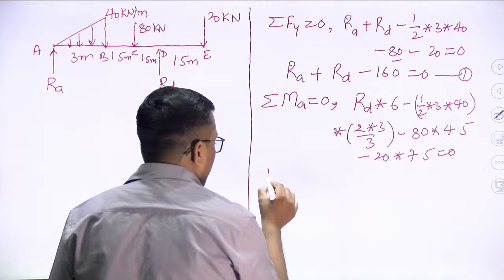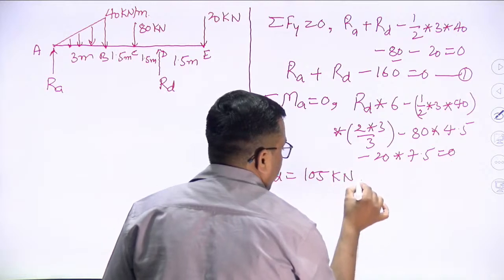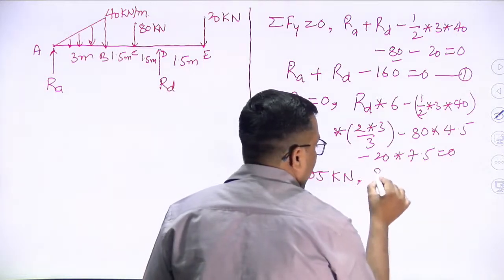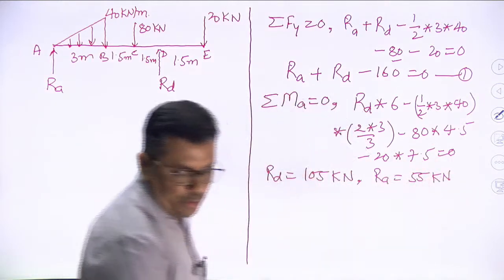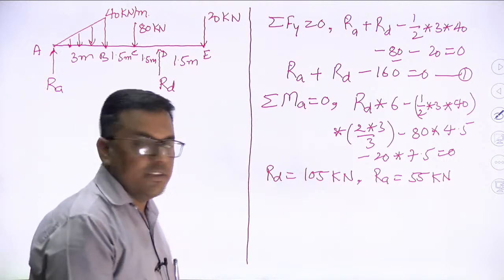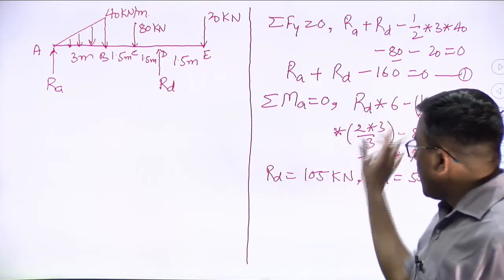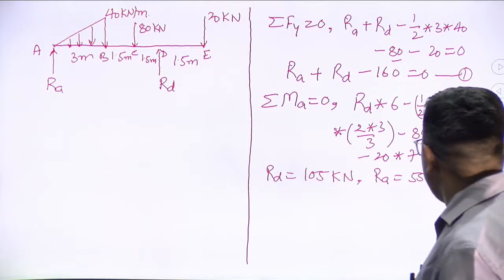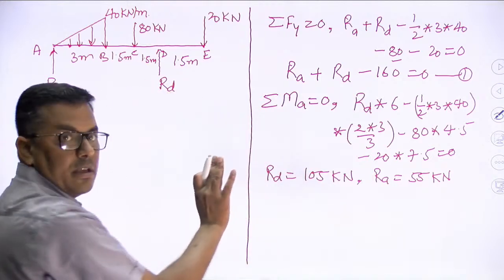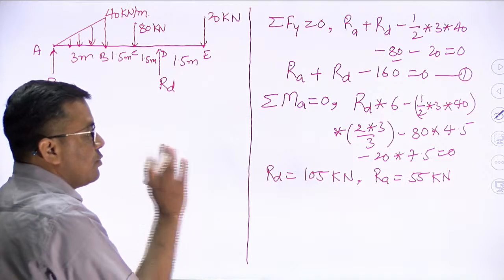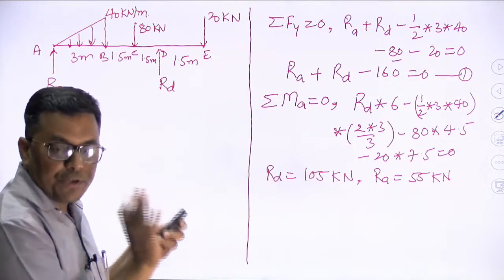According to me, since you are not writing, now I have to write: RD is coming out 105 kilonewton and RA is obviously 55 kilonewton. Please match your answer. Please check. Is it correct or not? Your answers must be matching. I have found RA and RD: RD 105, RA 55. Now this is the support reaction. If you are doing up to this point correctly, then out of 10 you will get around 2 to 2.5 marks. I am talking completely from the exam point of view.